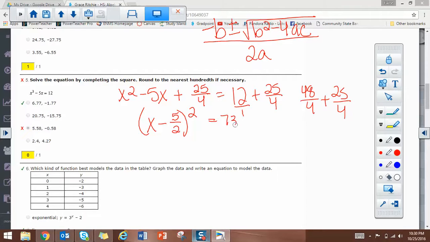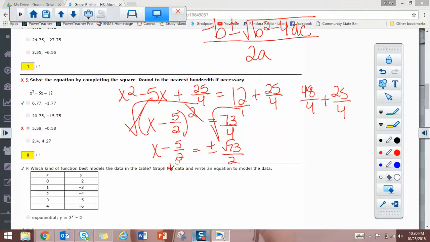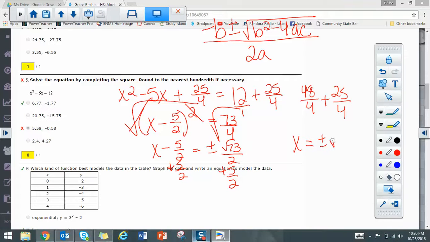That's 73 over 4. Now I square root both sides, and you get x minus 5 over 2 equals plus or minus the square root of 73 over 2. 73 is not a perfect square, but 4 is a perfect square. Now I want to add 5 over 2 to both sides. So my final answer is all working with fractions. X equals plus or minus the square root of 73 over 2 plus 5 over 2.